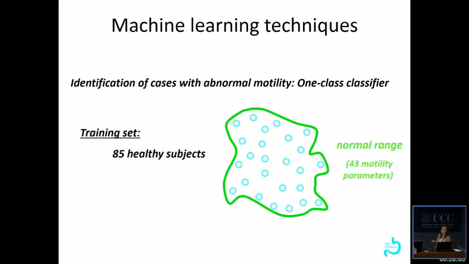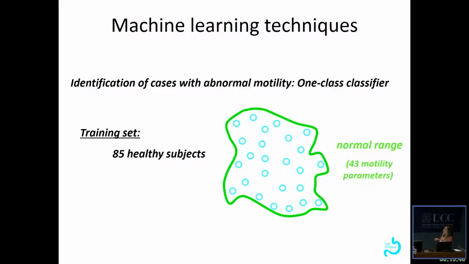So going back to our capsule project, the engineers developed what they called a one-class classifier. How do these classifiers work? Well, you have to teach the machine what normal looks like, and it needs what they call a training set.